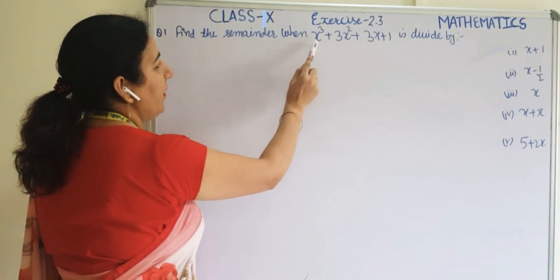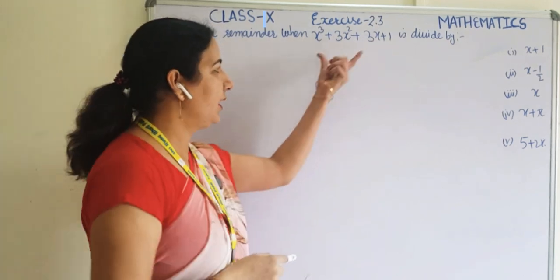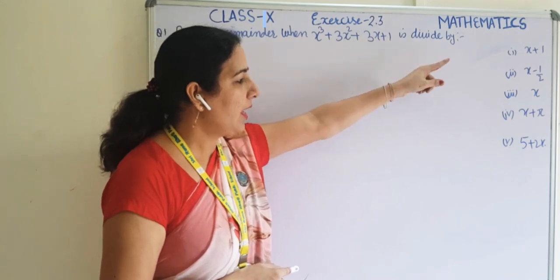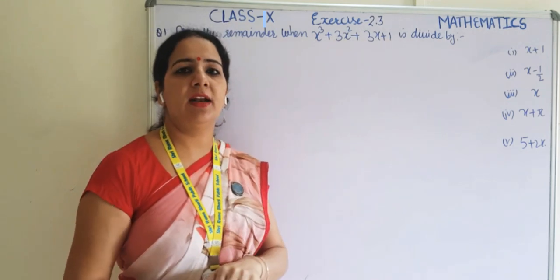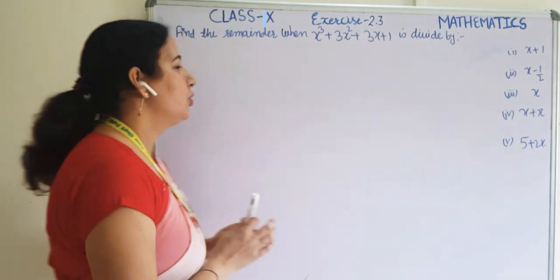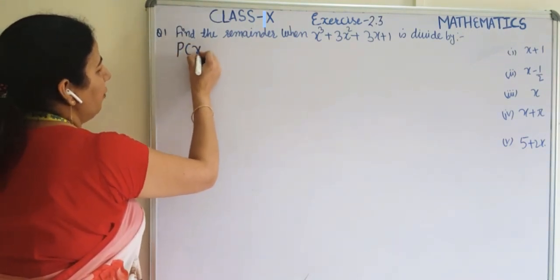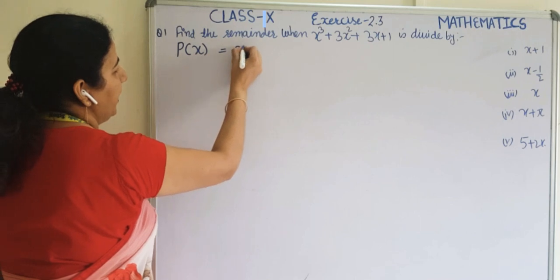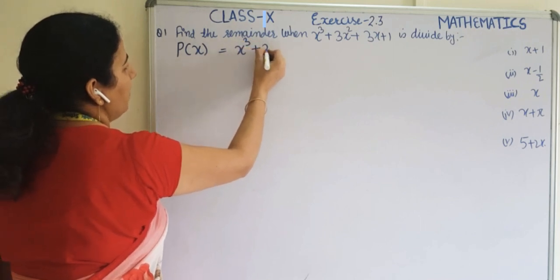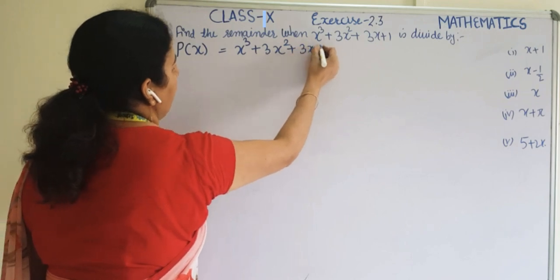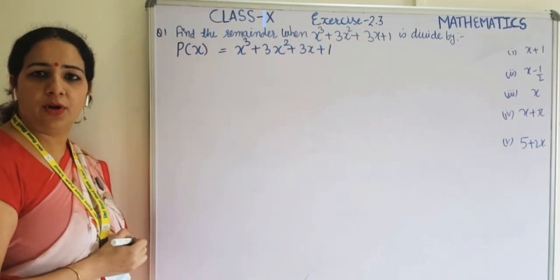Find the remainder when this polynomial is divided by these. They have given one polynomial in x, and they are saying divided by, and 5 parts are there. So we will discuss one by one. First of all, let me give the name of this polynomial as p(x), as it is a polynomial in x. This is the given polynomial.